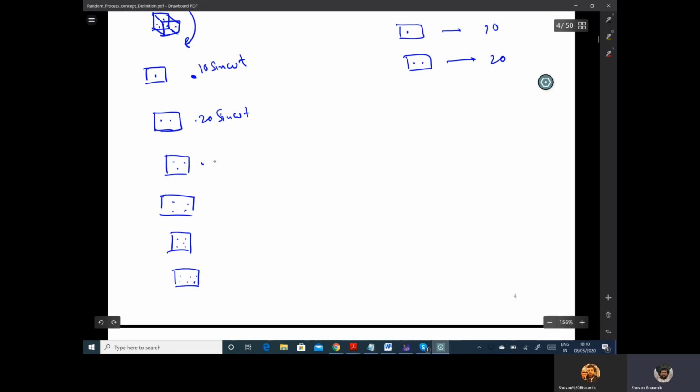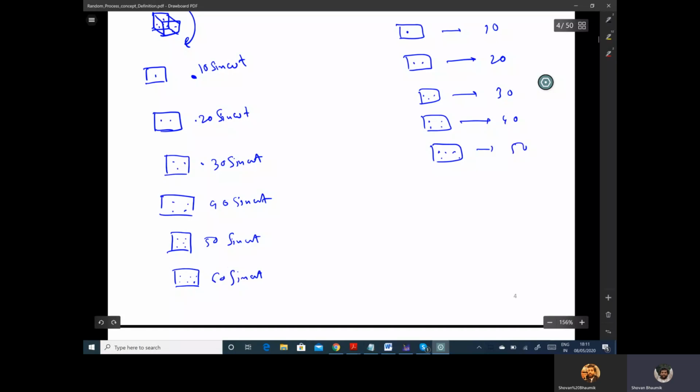If 3 comes, we associate 30 sin omega t. So with the outcome 3, we associate 30. If 4 comes, we associate 40 sin omega t. So with the outcome 4, we associate 40. And if 5 comes, 50 sin omega t. So we associate 5 with 50. And if 6 comes, 60 sin omega t. We associate 6 with 60.